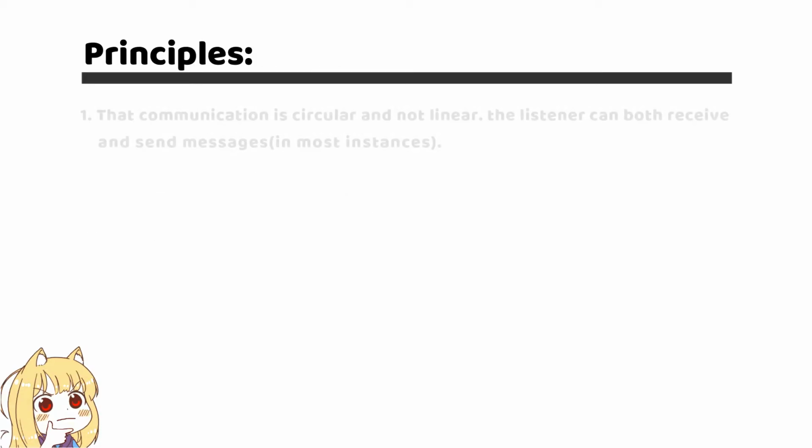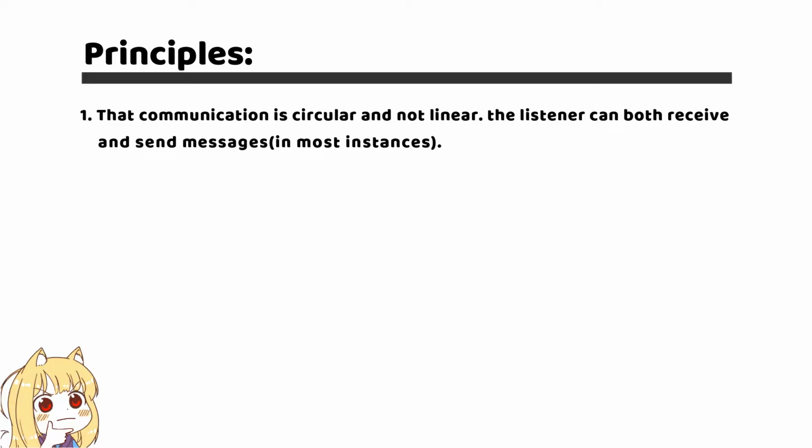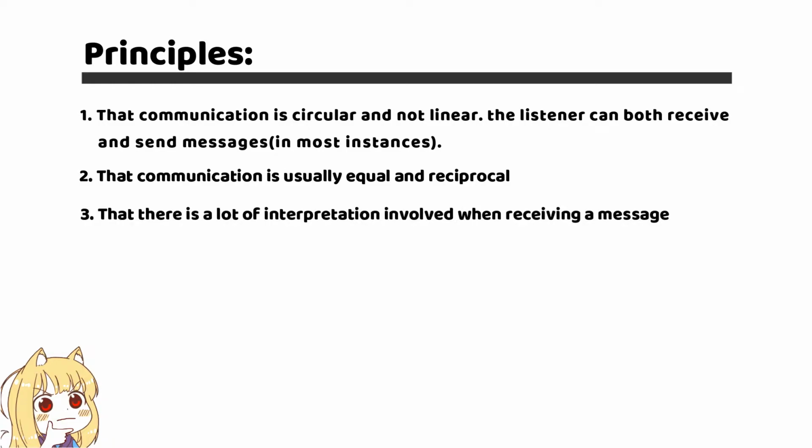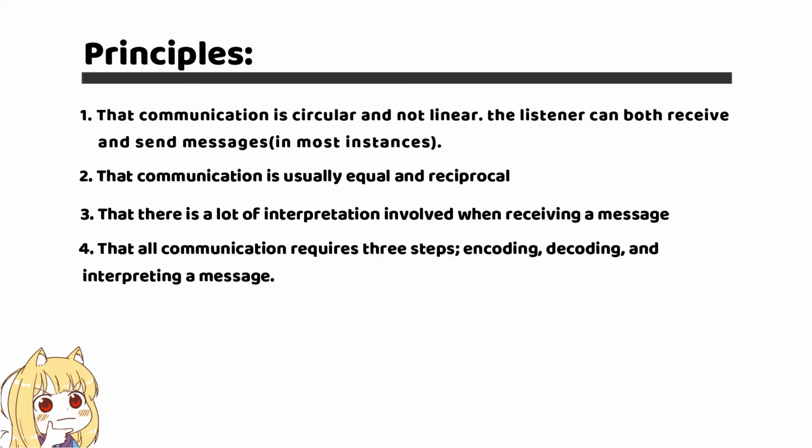First one is that communication is circular and not linear. The listener can both receive and send messages. Second is that communication is usually equal and reciprocal. Third, that there is a lot of interpretation involved when receiving a message. And lastly, that all communication requires three steps. These are the encoding, decoding, and interpreting a message.